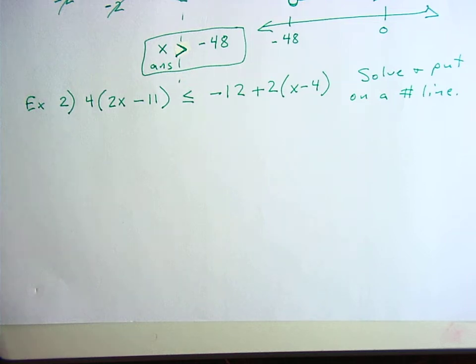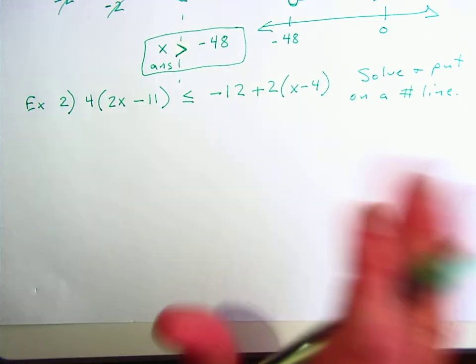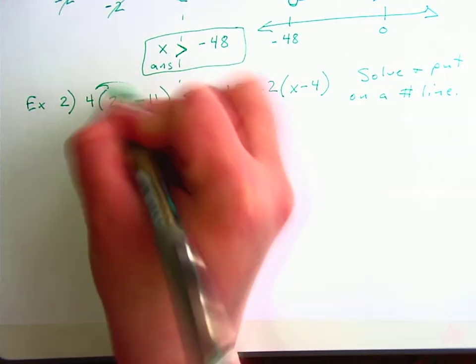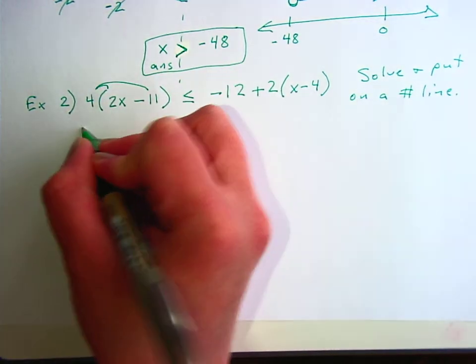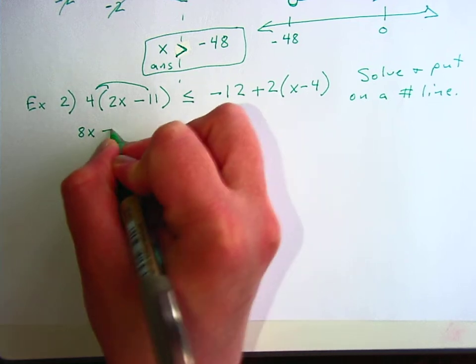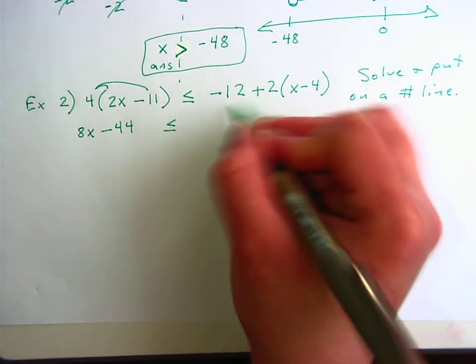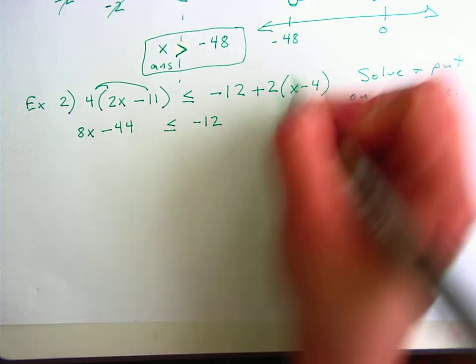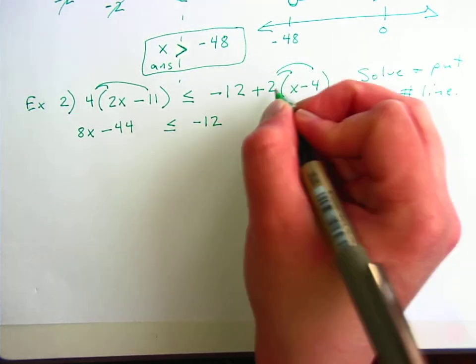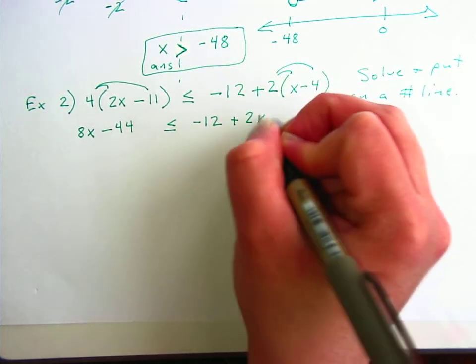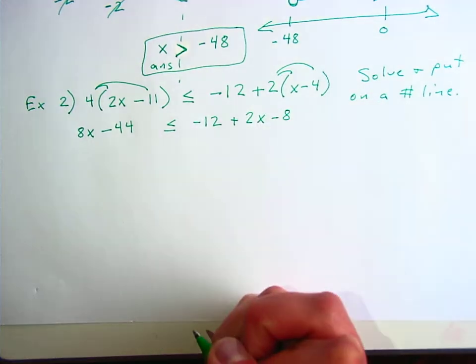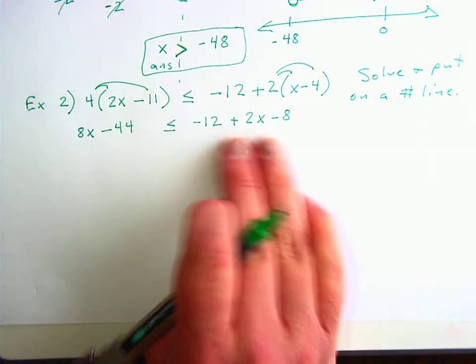Pause it. All right. So, first thing I'm going to do is distribute to both of them. 4 times 2 is 8x minus 4 times 11 is 44 is less than or equal to, over here I've got negative 12, and then I'm going to distribute the 2 to both, which makes 2x minus 8. Okay, and I'm going to tidy up this side next, I think.